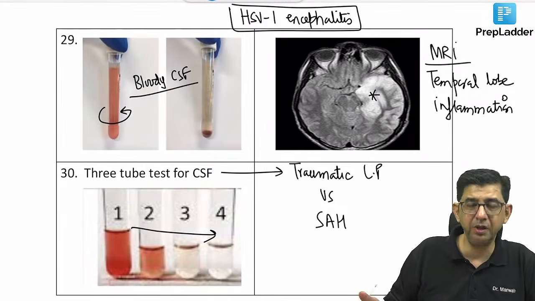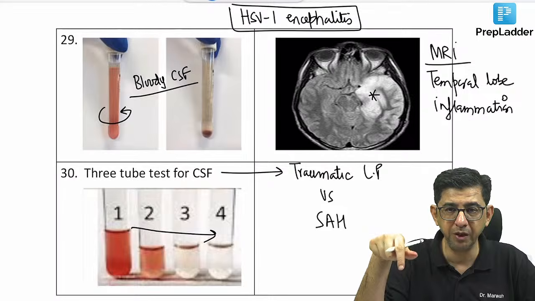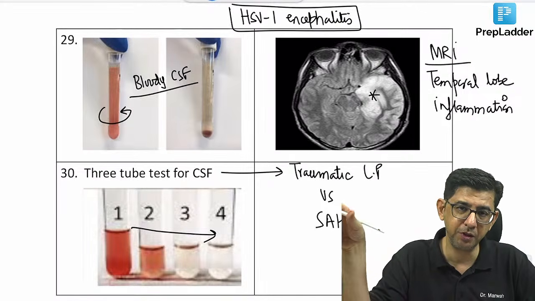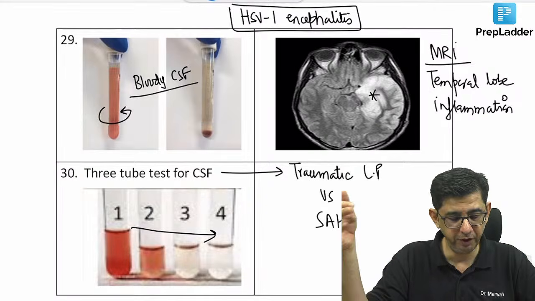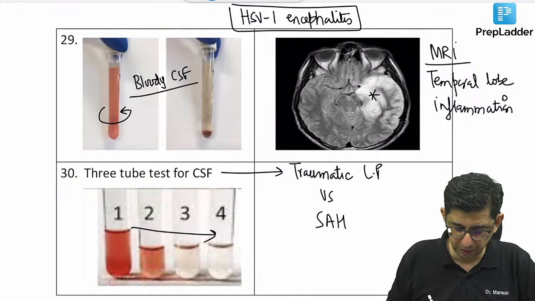So we have to differentiate, and I'll say this once again, bloody CSF is seen in traumatic lumbar puncture, in subarachnoid hemorrhage, and also in a case of herpes simplex 1 encephalitis. So do check out whether the question is given for blood in the sylvian fissure or whether it is a temporal lobe inflammation. Okay, so the answer for 29 is herpes simplex 1 encephalitis.